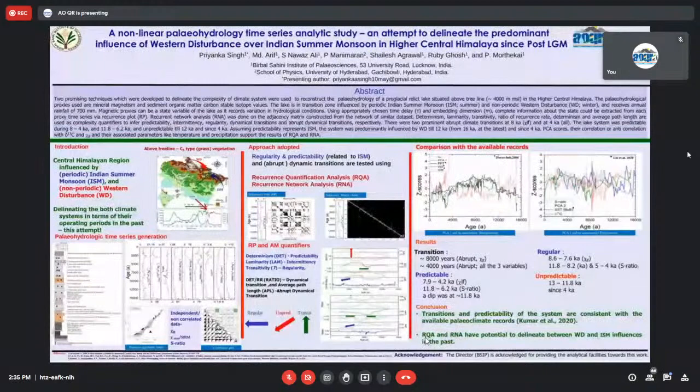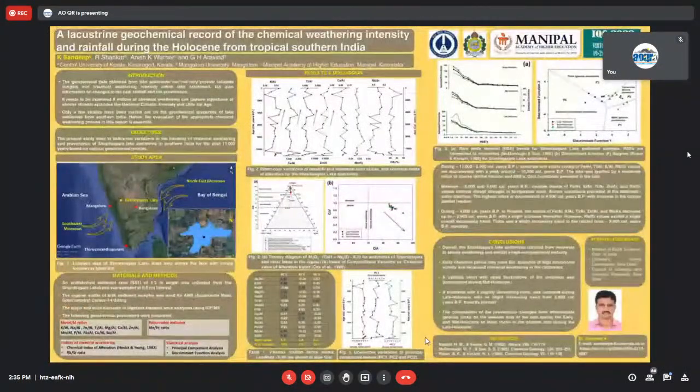Sandeep, and the other associates of this study are R. Shankar, Anish Kumar Warrier, and G.H. Arvind. The title of the poster is a lacustrine geochemical record of chemical weathering intensity and rainfall during the Holocene from tropical southern India. So over to K. Sandeep, please.